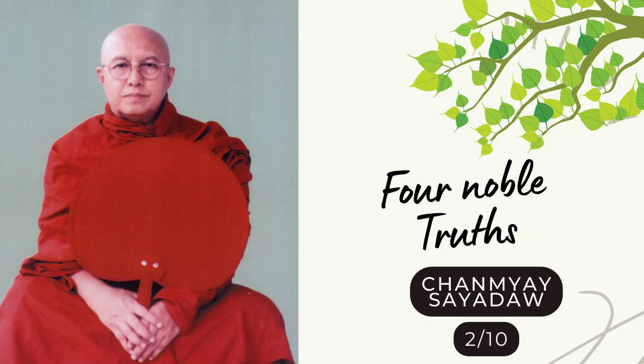All five aggregates of grasping are suffering. The five aggregates here mean the aggregate of rupa, physical phenomena, rupakkhandha; the aggregate of feeling or sensation, vedanakkhandha; the aggregate of perception, saññakkhandha; the aggregate of mental formations, sankharakkhandha; and the aggregate of consciousness, viññanakkhandha.